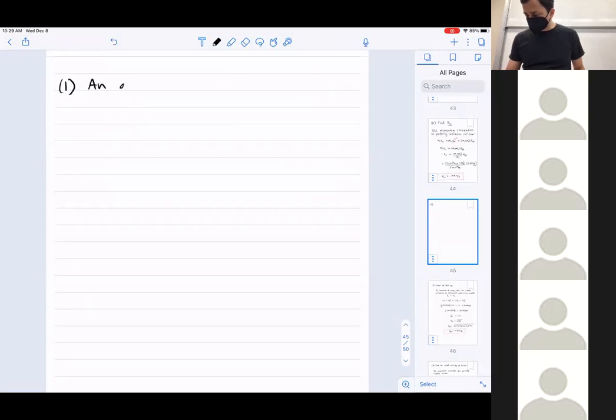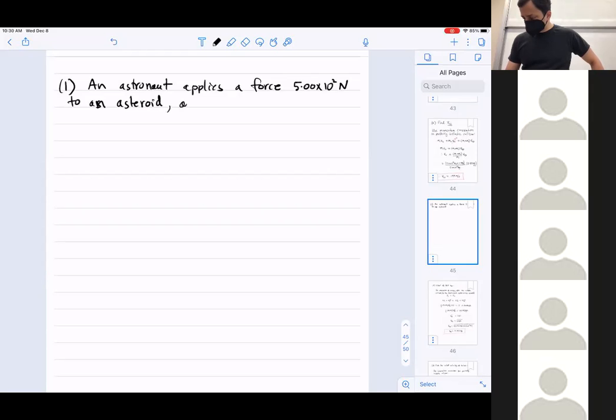It says that an astronaut applies a force. I should have just had a copy of the test on my iPad and worked on it, but it occurred to me right now, so sorry. I'll do that on Friday. A force of 5 times 10 to the 2 newtons to an asteroid. And the asteroid accelerates with a magnitude of 7 meters per second squared. It's given to us. And so then find the asteroid's mass.